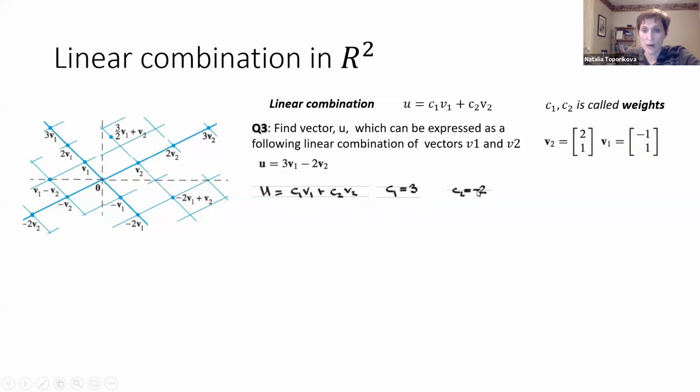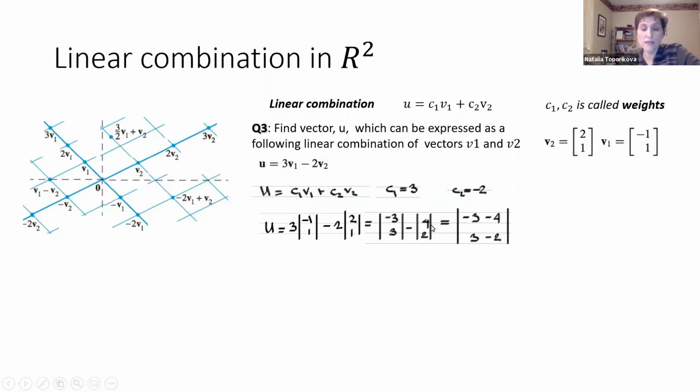So our weight C2 is equal -2. So we can then plug all the numbers for our weights and vectors and conduct basic mathematical operations with vectors. Okay, let's distribute our weights inside the vectors. So we basically multiply the first vector by 3 and the second by 2.